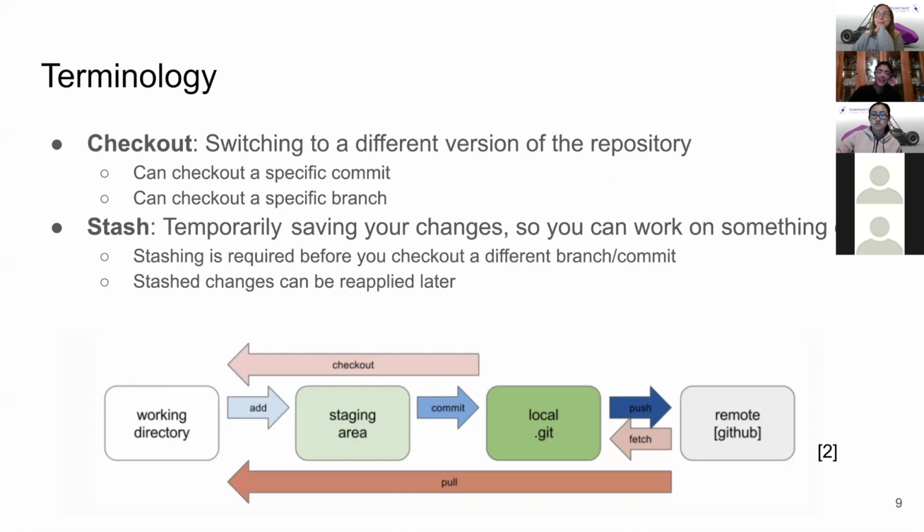So when you're checking out, you need to have a clean working directory. You can't have any changes that haven't been committed. So if you need to check out a different branch or a different commit, but you're not ready to commit the changes that you're working on, what you want to do is stash them. Stashing is saving your changes temporarily so that you can work on something else. And then you can reapply those stashes later when you're ready to continue working.